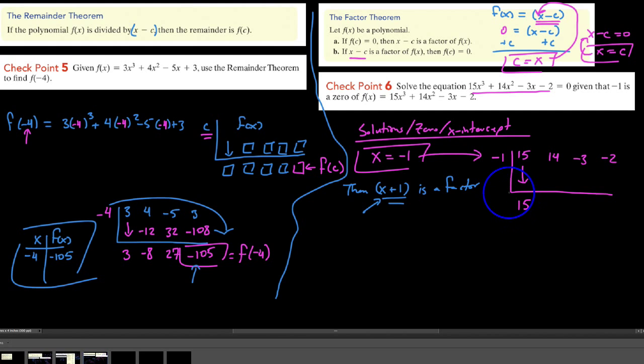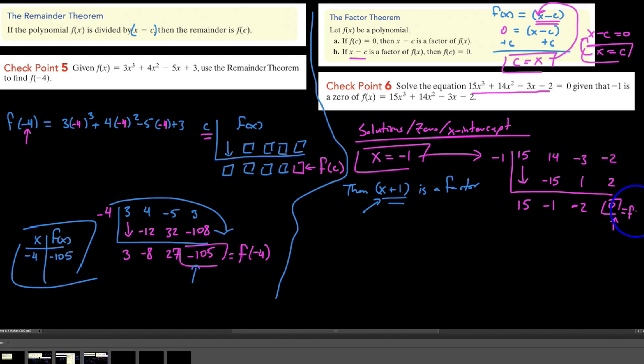So I get 15 here. -1 times 15 would be a -15. -15 plus a +14 is a -1. -1 times itself is a +1. -3 plus a +1 is a -2. And the -1 times the -2 is a +2. So we get 0, something we anticipated happening.